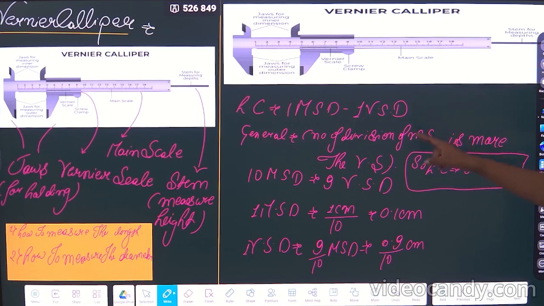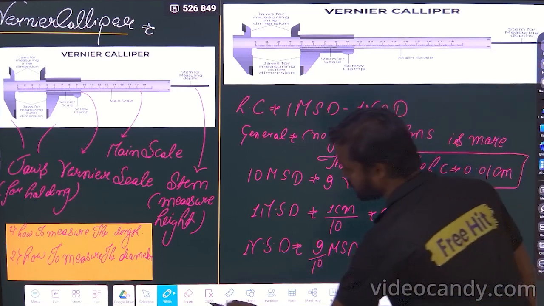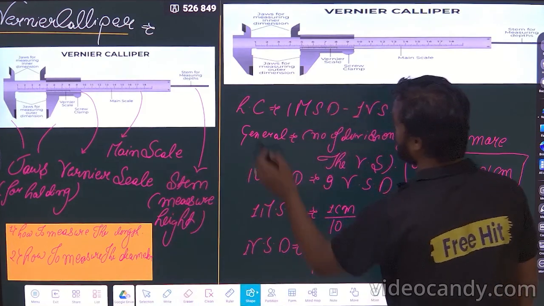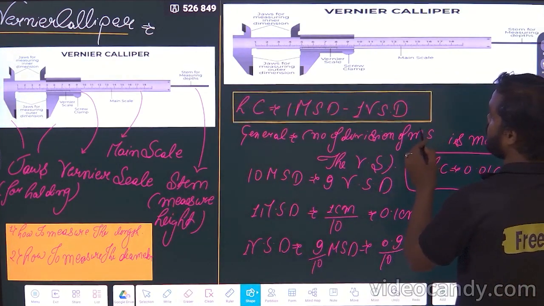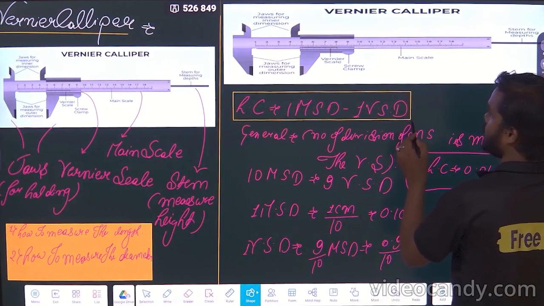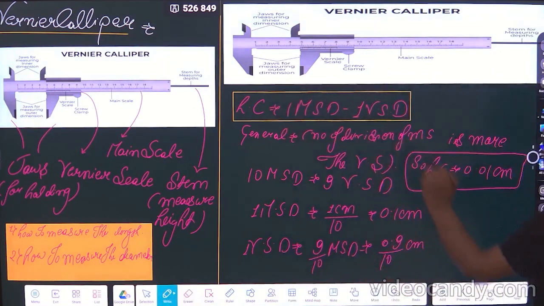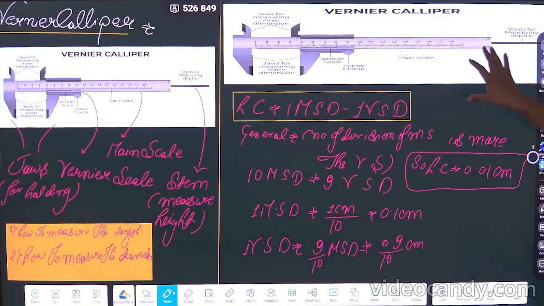This is a general case. What you have to remember is this formula. This formula is the basic general formula. You have to remember this formula only. Generally, if nothing is mentioned in the question, the least count will be taken as 0.01 centimeter for a vernier caliper.